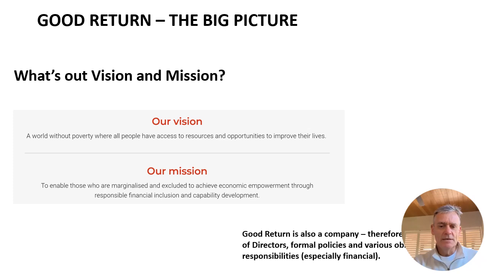And what you may not know is that Good Return is also a company. Therefore, it has a board of directors, it has formal policies, and this creates a range of obligations and reporting responsibilities, particularly financial ones, that imposes a lot of work on the management team and particularly Shane and the board.